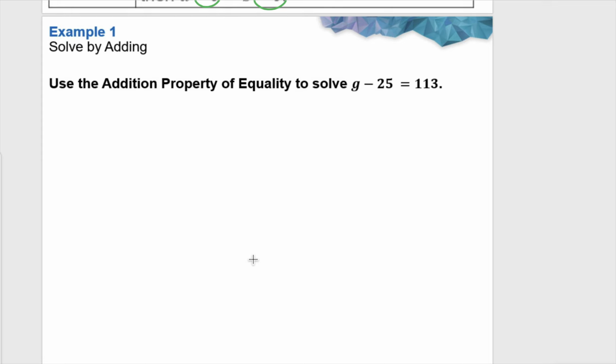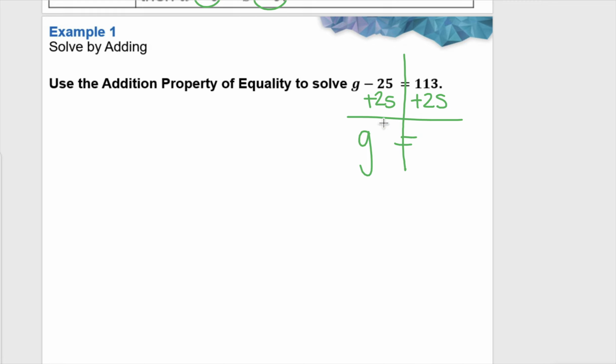When we see a subtraction problem, we're going to use the addition property of equality to balance the equation, or to essentially cancel out so that all that remains is my variable. If you look right here, g minus 25, the minus 25 is with the g, so the opposite of minus 25 is going to be a positive 25. What I also like to do is draw a line down my equal sign to show the left and the right side. And again, the addition property of equality just states if I add 25 to the left side, I must also add 25 to the right side.